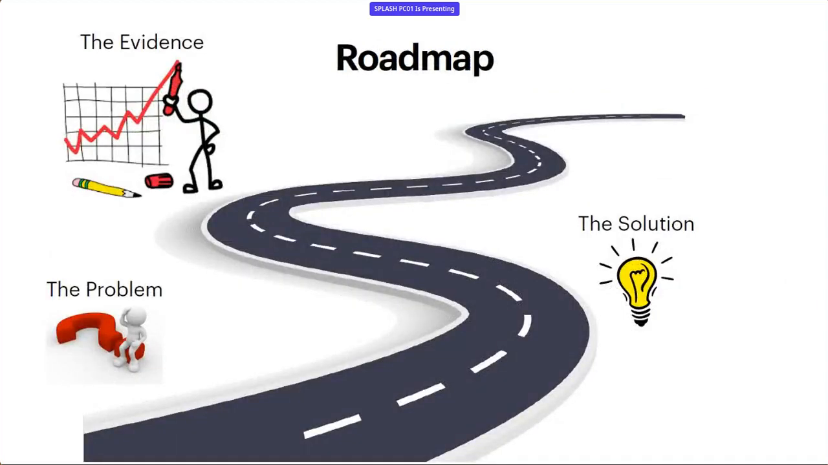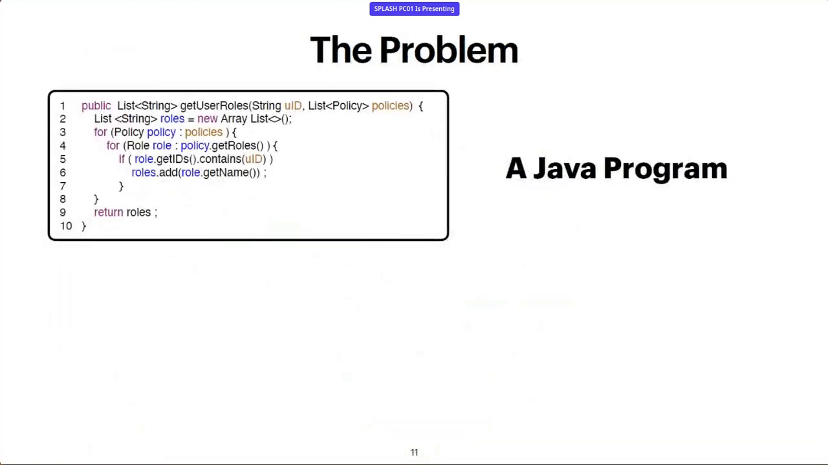Okay, a brief roadmap of what I'm going to be talking about today. First, I'll describe the problem that we're actually solving, this translation problem. Then I'll discuss in more detail the solution, how we actually solve this problem. And finally, I'll give some evidence as to why I think that this approach is actually useful in the real world. So first, the problem.